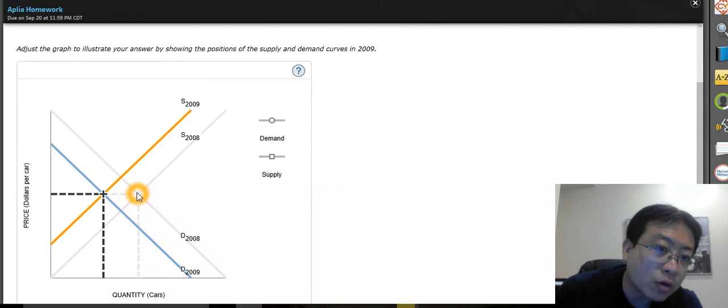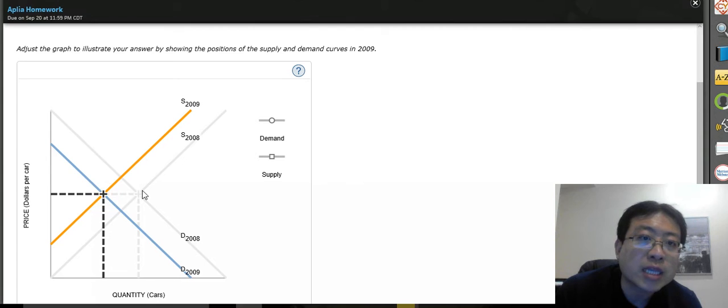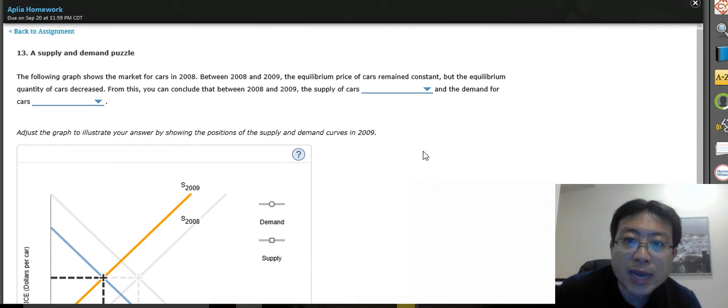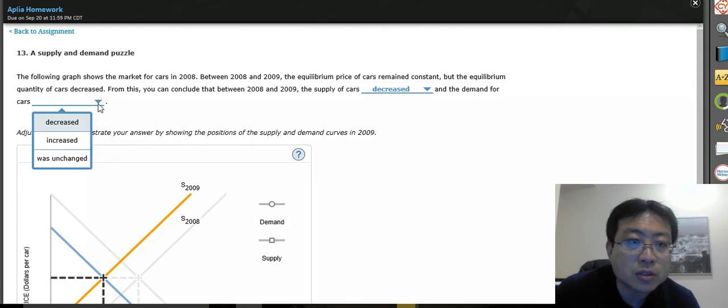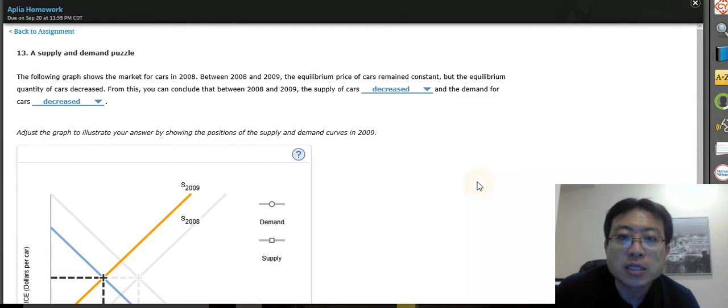But for the quantity, you go from this point to the left point over here. That means your quantity has decreased. So that actually matches what we're looking for. Your price is constant and the quantity has decreased. So the answer for this one says the supply of cars should decrease, and the demand for cars also decreased. Okay, so that's the answer.